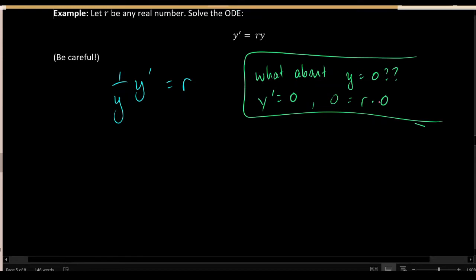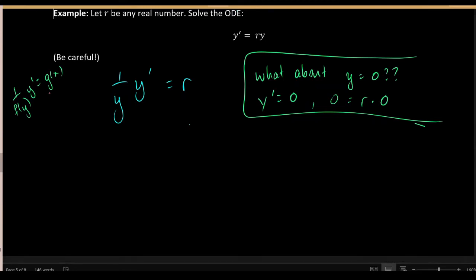So I'm going to go ahead and divide by y to get my function into the right format, 1 over f of y times y prime equals g of x. But I'm just going to acknowledge the fact that y equals 0 is also a solution. I'm going to acknowledge that in a separate step.